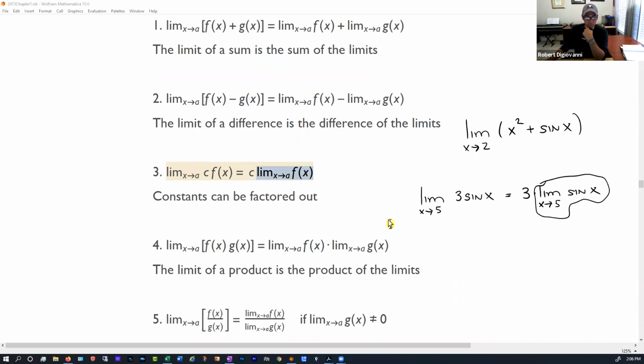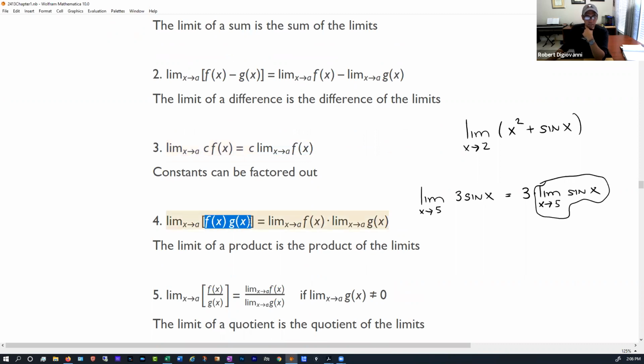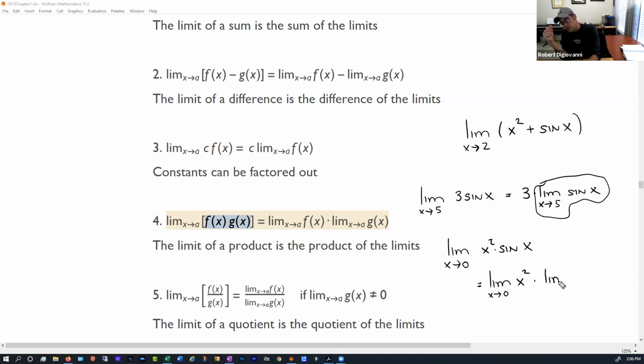Okay, next one. If you have two functions that are being multiplied and you're trying to find their limit, you can look at each one individually and then multiply those two answers. Example, if I want the limit as, let's say, x approaches 0 of x squared times sine x, I am allowed to look at the limit as x approaches 0 of x squared and then do the limit as x approaches 0 of sine x, figure out what each one of those is separately, and then multiply those two answers together.